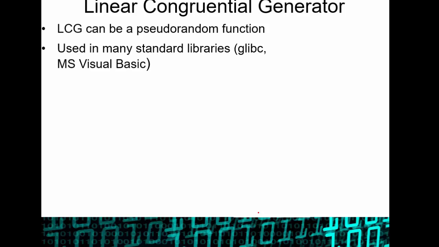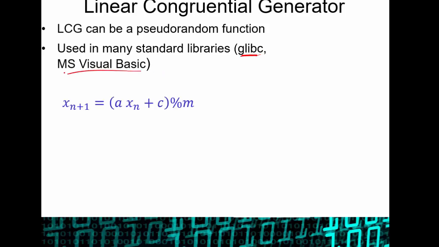So what we're going to do is use a linear congruential generator as our mixing function. And so an LCG is this type of pseudo-random function. I'll explain the LCG, which stands for linear congruential generator. Just so you know, this is actually a pretty common pseudo-random function. It's used a lot in the standard libraries, like glibc, which is the standard library that's actually in the compiler you're using in this class. Microsoft's Visual Basic uses this as well.